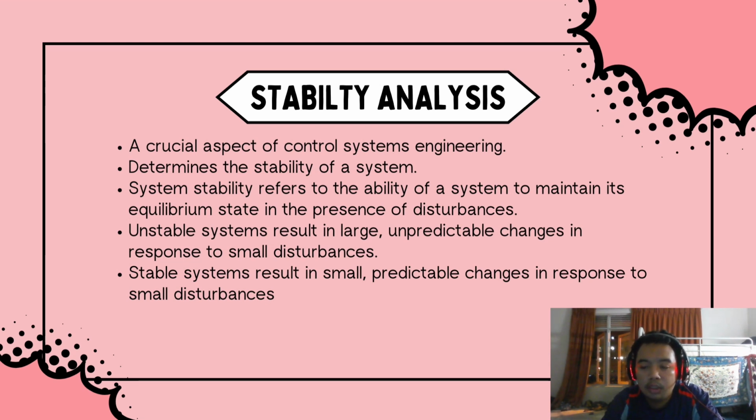So we are going to start with the introduction to stability analysis and PID controller. Stability analysis is a crucial aspect of control system engineering. It's used to determine the stability of a system, which is defined as the ability to maintain its equilibrium state in the presence of disturbance. If a system is unstable, it means that small disturbance can cause large and unpredictable change in the system behavior. On the other hand, a stable system is one where small disturbance results in small, predictable changes.